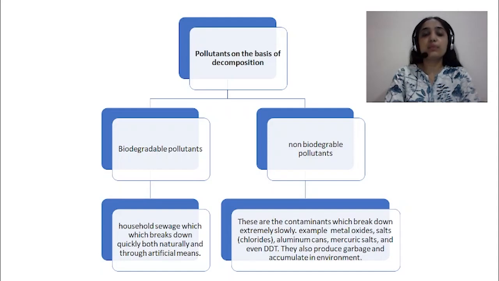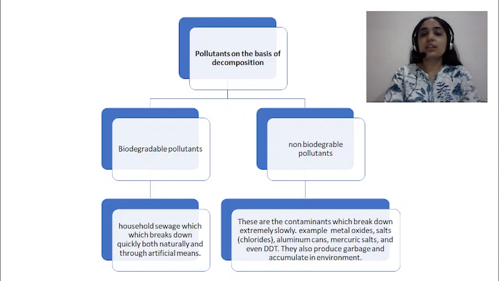Biodegradable pollutant refers to household sewage which breaks down quickly both naturally or through artificial means. Okay, first we will understand what is biodegradable. Biodegradable means which can be decomposed into soil after a while, after some time. So an example of biodegradable pollutants can be household sewage.